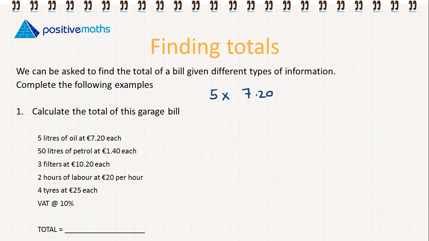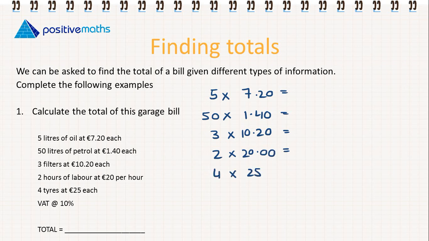50 litres of petrol at $1.40 per litre. 3 filters, so it's 3 multiplied by 10.20. 2 hours of labour at €20 an hour. 4 tyres, €25 each. And then we have VAT. So that's going to be plus 10% VAT.